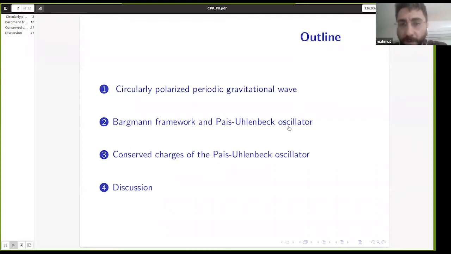For us, the most important thing, as I told you, is the symmetries of this space-time, because as you know from Noether's theorem, a symmetry of the space-time will give you a conserved quantity for the geodesic motion in this gravitational wave space-time. So for instance, let's consider a spinless test particle moving in this space-time. Then each symmetry of the space-time will yield a conserved quantity for the geodesic motion, right? And for us, this is the most important thing.